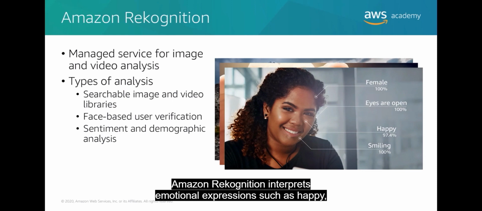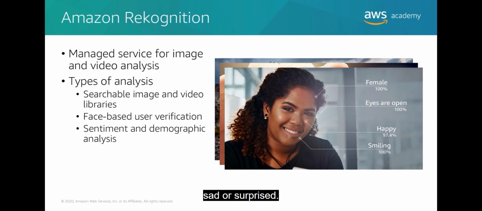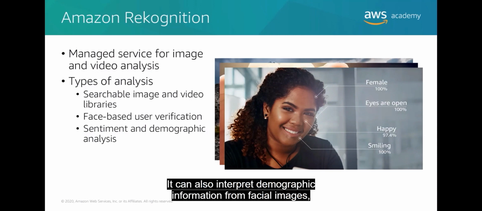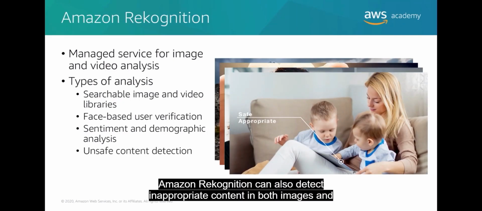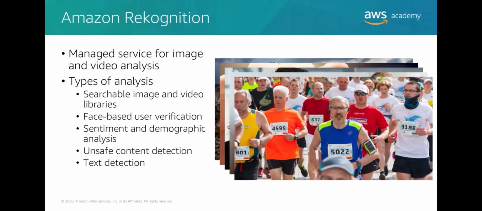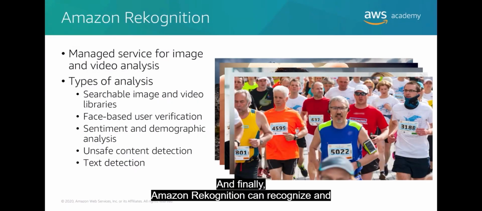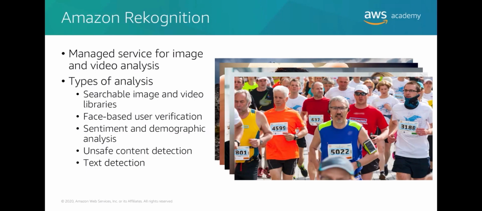Amazon Rekognition interprets emotional expressions such as happy, sad, or surprise. It can also interpret demographic information from facial images, such as gender. Amazon Rekognition can also detect inappropriate content in both images and stored videos. And finally, Amazon Rekognition can recognize and extract text content from images.